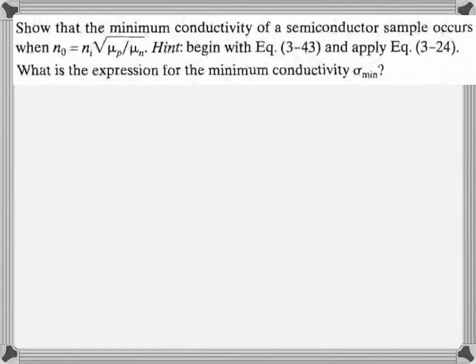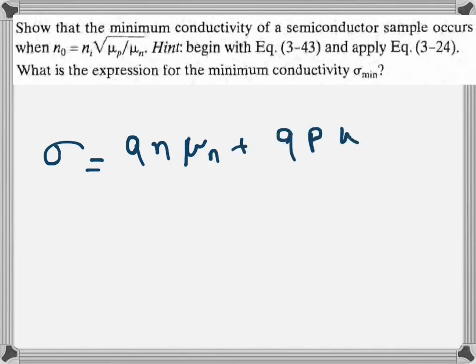We need to show that the minimum conductivity of a semiconductor sample happens when n is equal to ni times the square root of mu p over mu n. So we know conductivity sigma is q n mu n plus q p mu p, and we also know the law of mass action, n times p is ni square. Here, instead of n naught, I will just write n, the concentration of electrons, and p is the concentration of holes, of course.